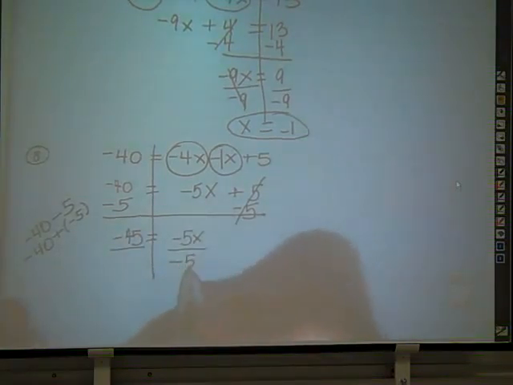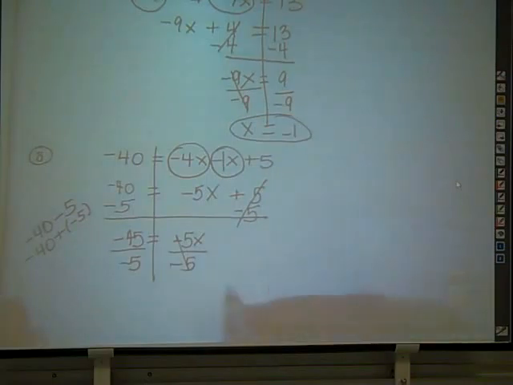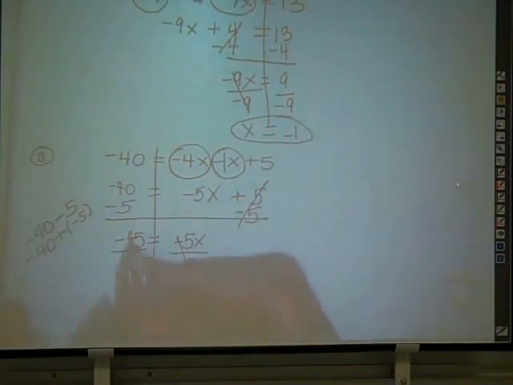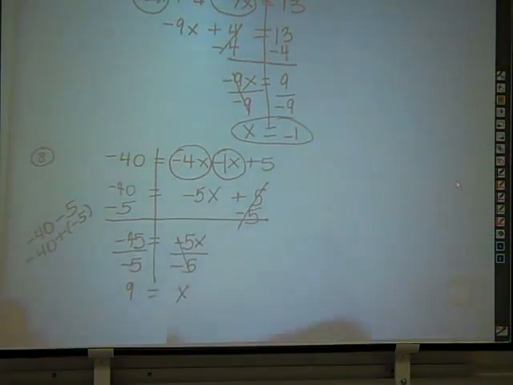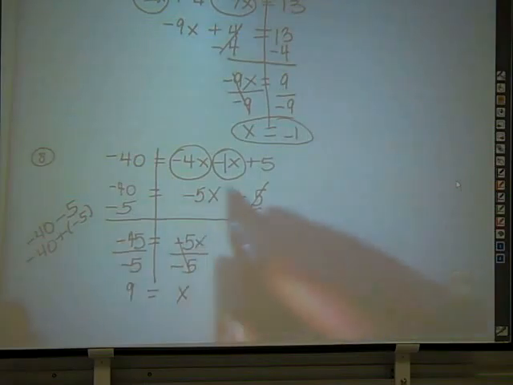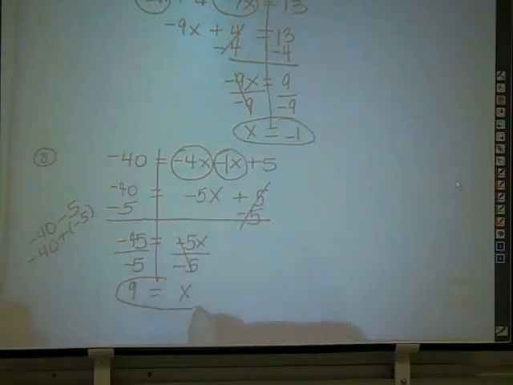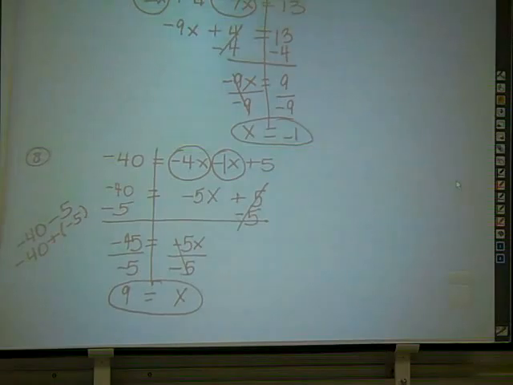Last step, divide both sides by negative 5. The negative 5's are gone. We're left with negative 45 divided by negative 5. Well, 45 divided by 5 is 9. Negative divided by negative, remember, is a positive answer. So our answer would be x equals 9.